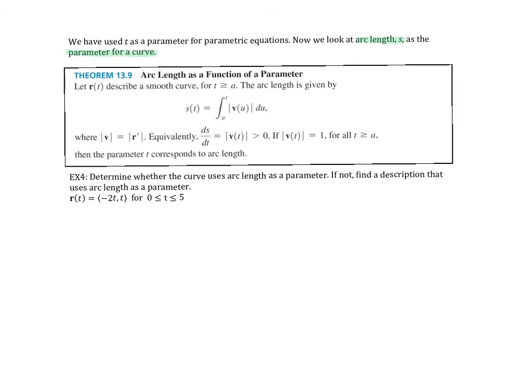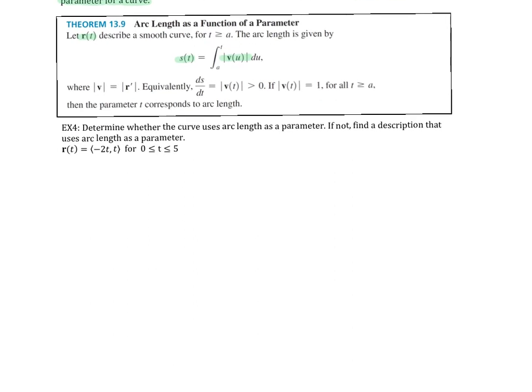So if your curve, r of t, uses t as arc length, so the parameter is arc length, then arc length can be computed by just taking the magnitude of the velocity vector. How you check to see if your curve is parameterized by arc length and not some random variable t is you compute the magnitude of your velocity vector and you check to see if it's equal to 1.